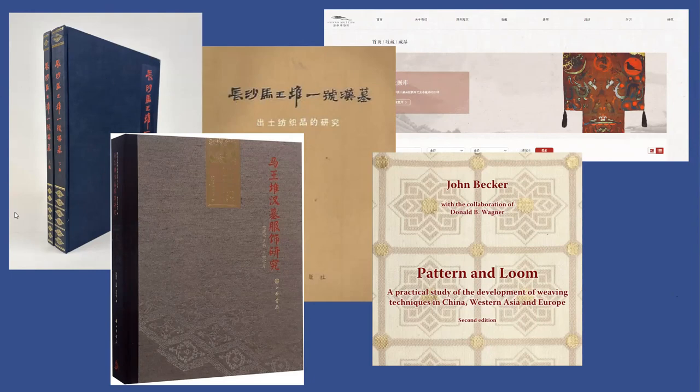Take this one, for example. This is the excavation report of Ma Wangdui One, an early Western Han tomb found in central China. The tomb itself was excavated in 1972. This book was published in 1973, so a year after they found it. As close to me being at the dig as possible. Highly relevant to my research interest, that is Ma Wangdui, the Ma Wangdui Han tomb, textiles and clothing.